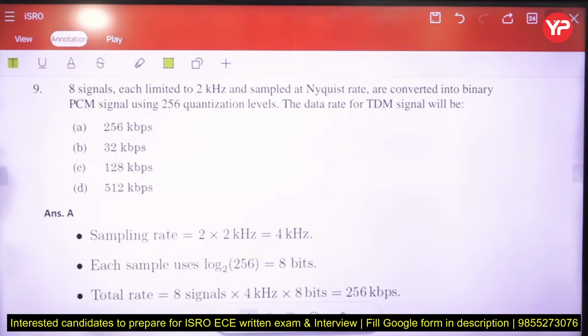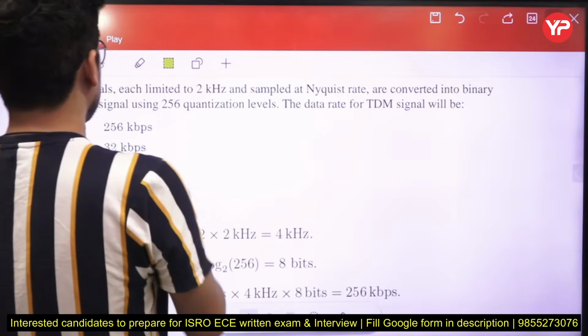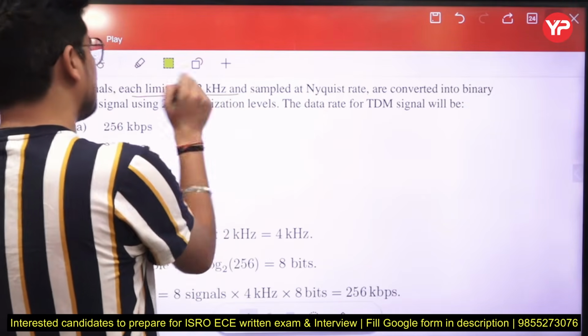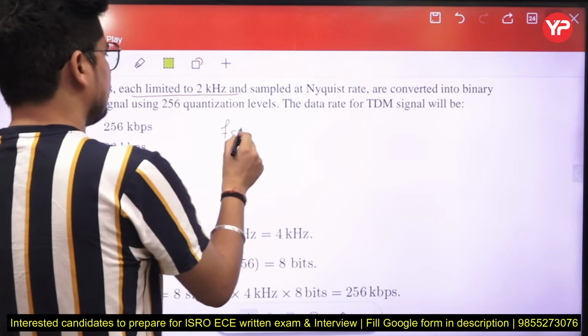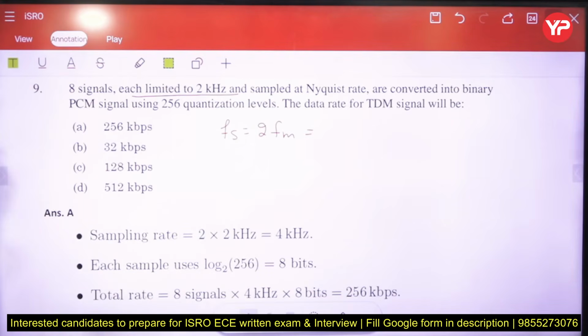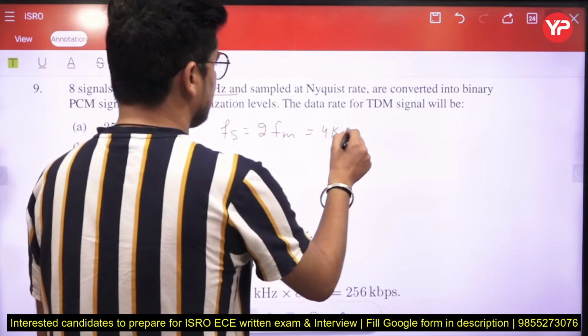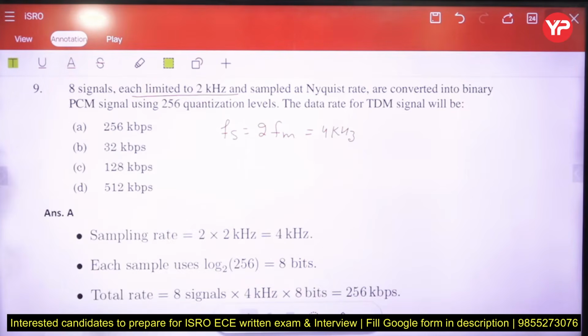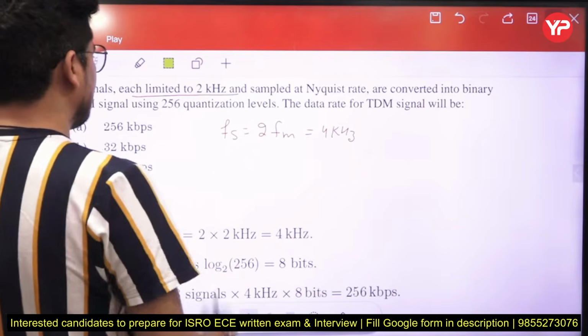8 signals, each band limited to 2 kilohertz and sampled at Nyquist rate, are converted into a binary PCM signal using 256 quantization levels. The data rate of the TDM signal will be? First thing we have to take: each is band limited and sampled at its Nyquist rate. So first we calculate the sampling frequency, that will be twice the message signal frequency, because we sample the signal at Nyquist rate. So it becomes 4 kilohertz. That is your sampling frequency, and each sample will be represented by how many bits?